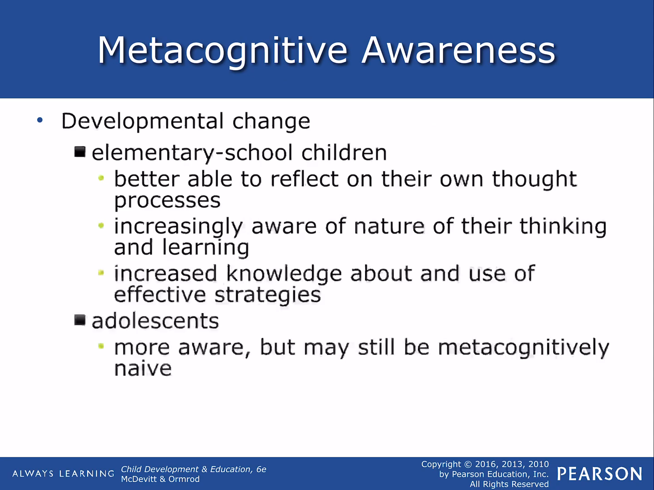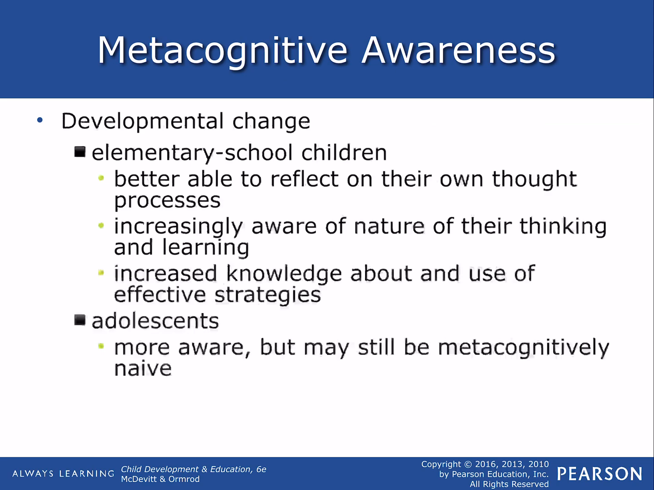Elementary school children are better able to reflect on their own thought process. They understand when things that they're doing are good or bad in comparison to others, which means they're very hard on themselves. They understand how they learn, what they like, and what they don't like, and they can use strategies to learn things. It almost starts with using your fingers to count. That's a strategy, right? And then those things get more and more complex over time.